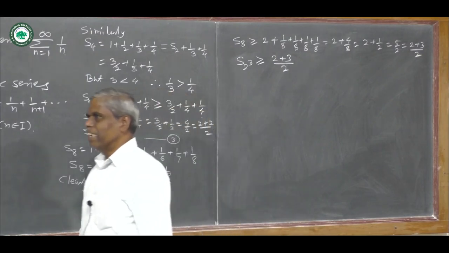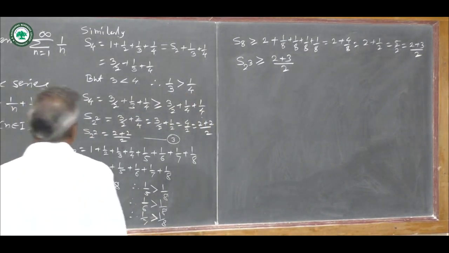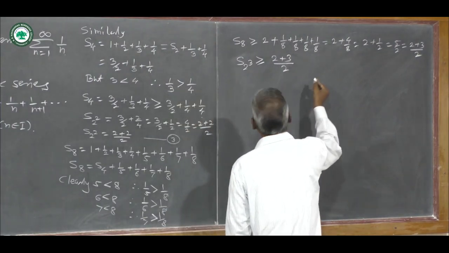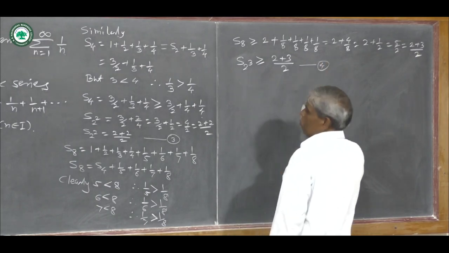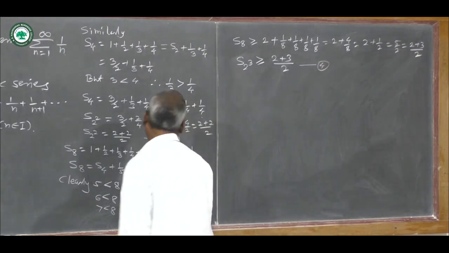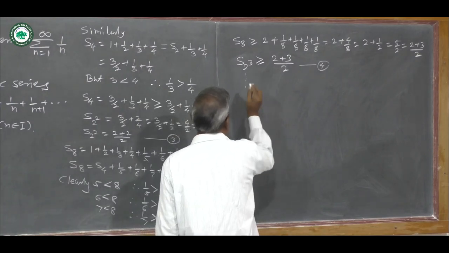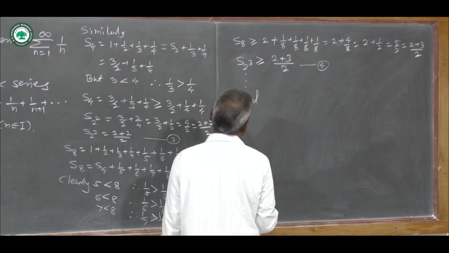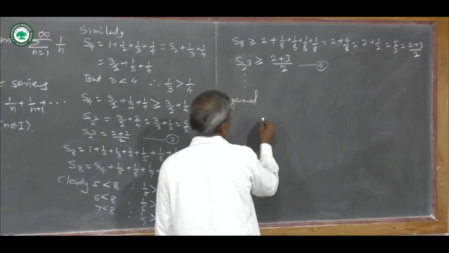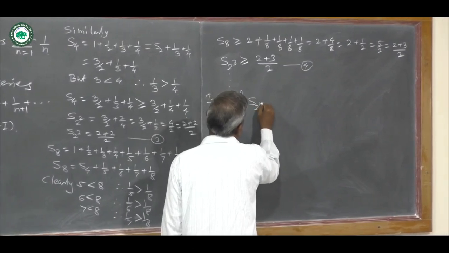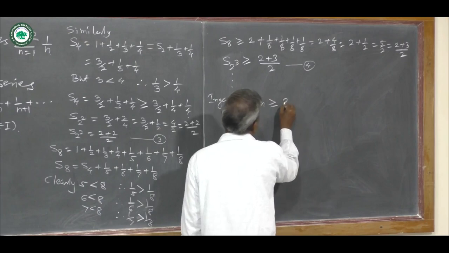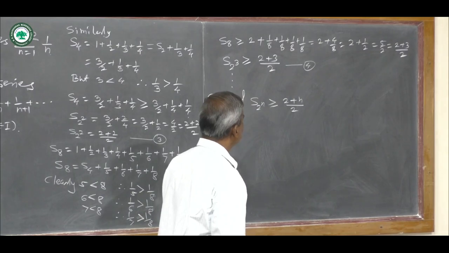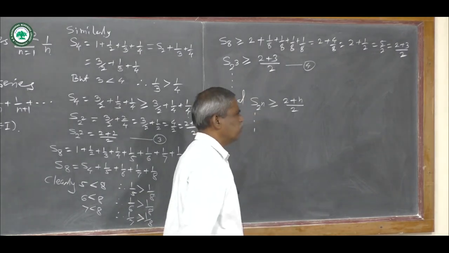And so on. In general, we write S suffix 2 raised to n. This is equation 4. From 1, 2, 3 and 4 and so on, in general we write S suffix 2 raised to n is greater than or equal to 2 plus n by 2, and so on.